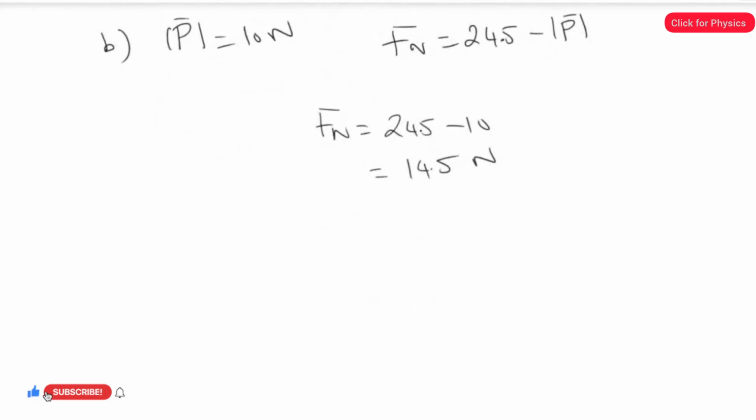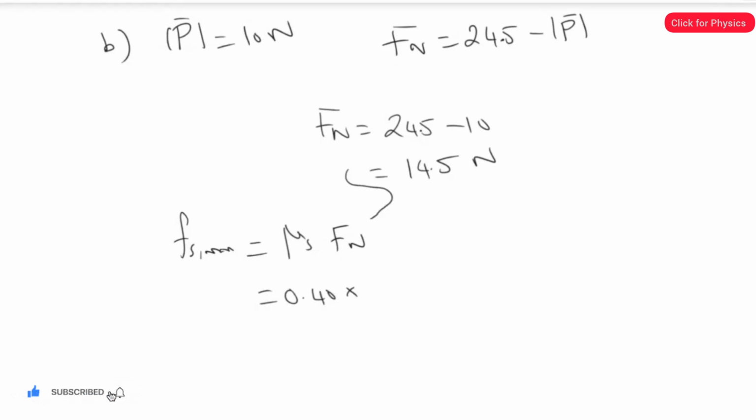Now again we have to find the maximum static frictional force. So the maximum static frictional force for the P vector, which is 10 Newton, what do we get? Mu s multiplied by Fn. Again the mu s value 0.40 multiplied by, and this time I have to substitute the Fn value here as 14.5. So what answer did I get? I got the answer as 5.8 Newton. Now this is our maximum static frictional force for the value of P as 10 Newton. And what is our horizontal force? 6 Newton.